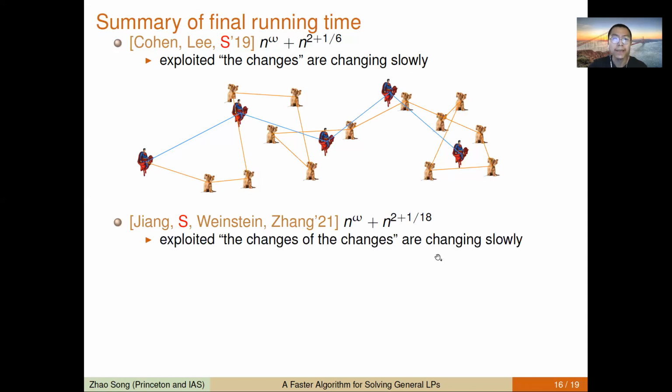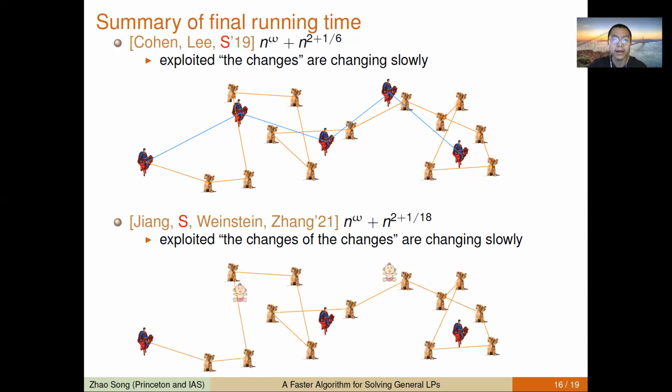We basically pull the changes, all the changes are changing very slowly. So in the game, you not only have a dog and a human, you also have a kid. The task is that the kid needs to chase the dog, and the human needs to take care of both the kid and the dog. And again, eventually you just check the total length of trails, and you will see they are much smaller. That's how we improve the 1 over 6 to 1 over 18.